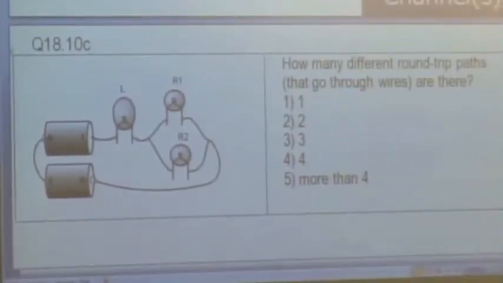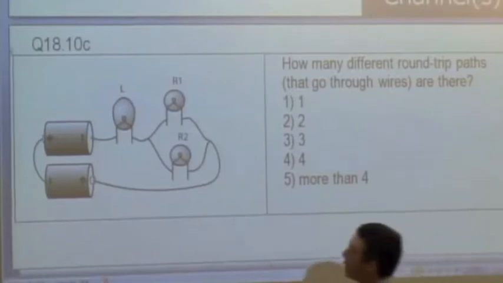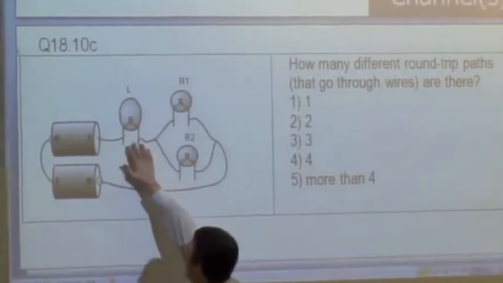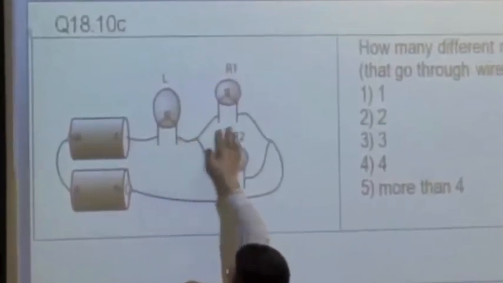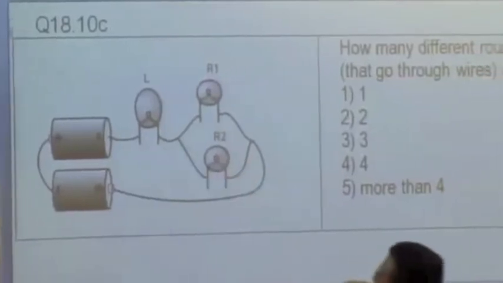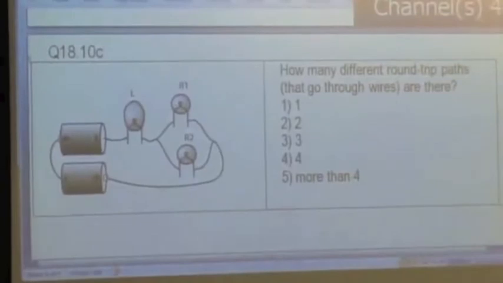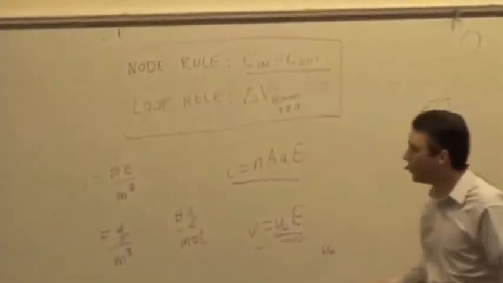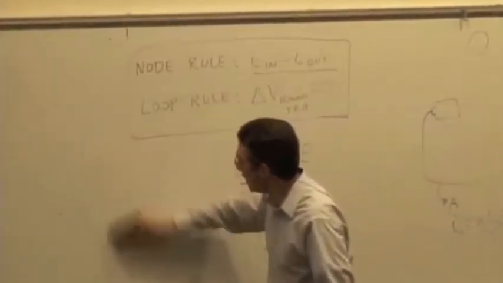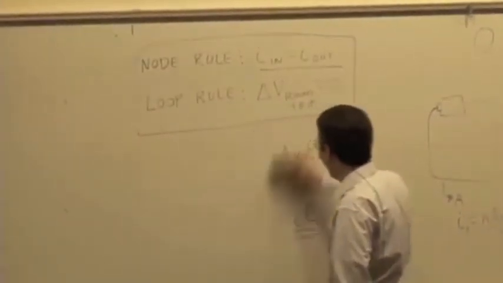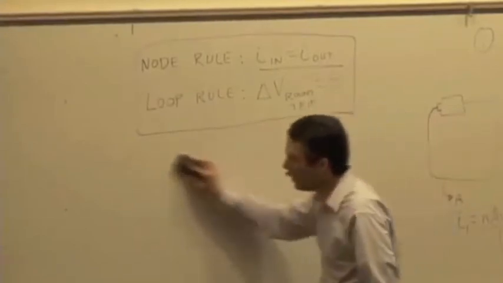And I want to figure out the current in each light bulb. So I want to figure out the current in the long bulb, the current in round bulb number 1, the current in round bulb number 2. Which means, like last time, I'm applying the loop rule and the node rule to this circuit. But now I've got a more complicated situation, because I've got to find the electric field in each of those bulbs.